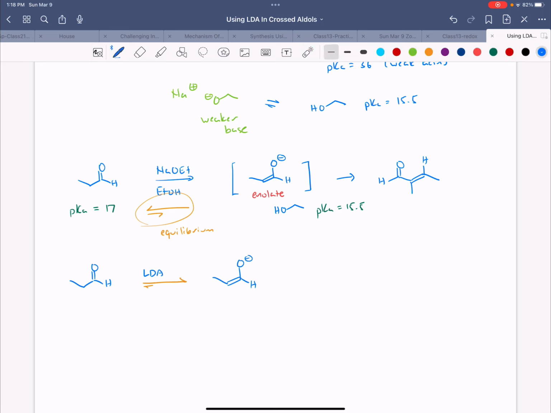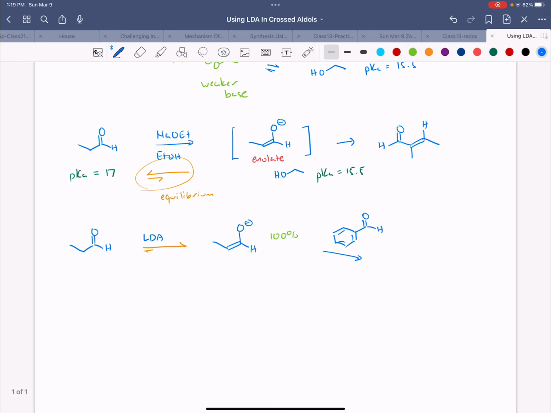Well, this is very useful. If you could get this to be 100%, you would carry that forward with a second reaction where you could do a cross aldol. So let's say we have a different aldehyde. Let's say we have benzaldehyde. Oh, heck. Well, no, let's use benzaldehyde. I'll show you the beauty of LDA on the next one.